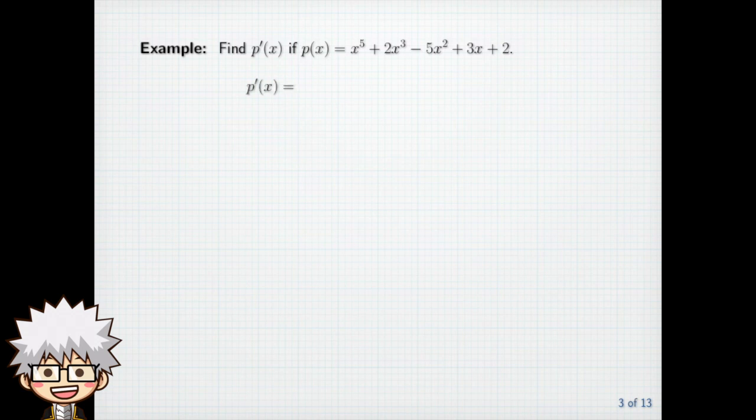The derivative of x to the fifth is 5x to the fourth. Then we add 2 times the derivative of x cubed, which is 3x squared, and then minus 5 times the derivative of x squared, which is 2x, and plus 3 times the derivative of x, which is 1, and then plus the derivative of 2, which is 0. And so this simplifies, as you see here, 5x to the fourth plus 6x squared minus 10x plus 3.